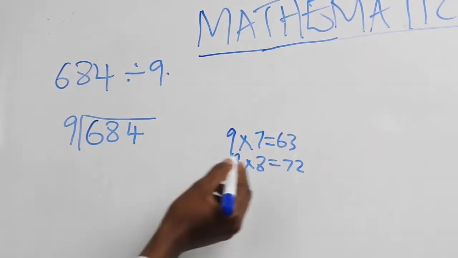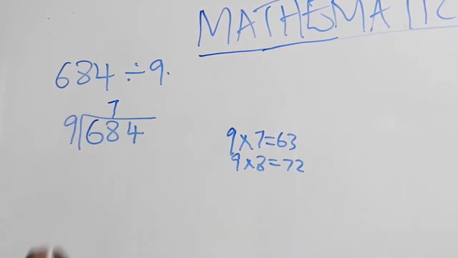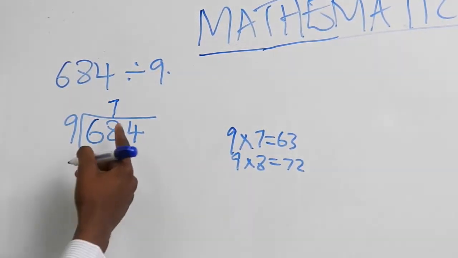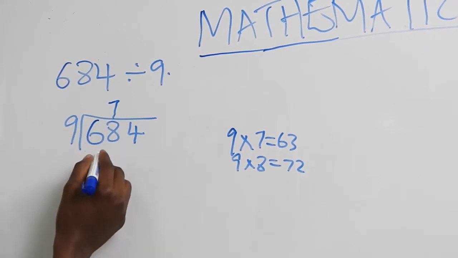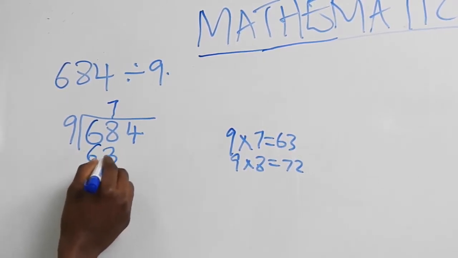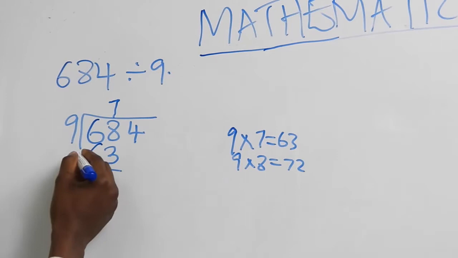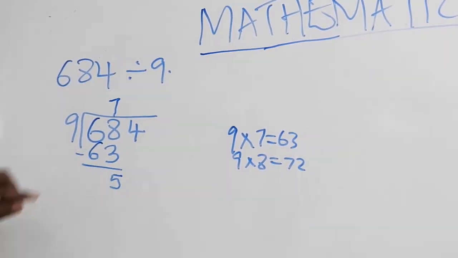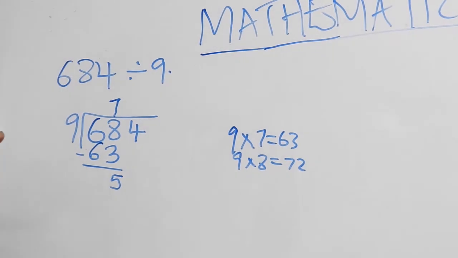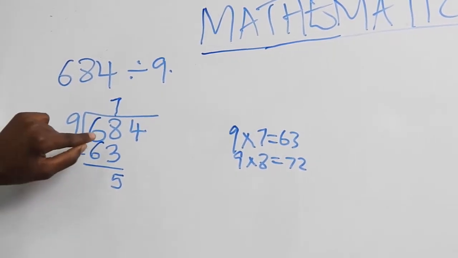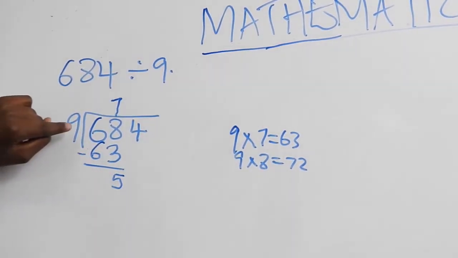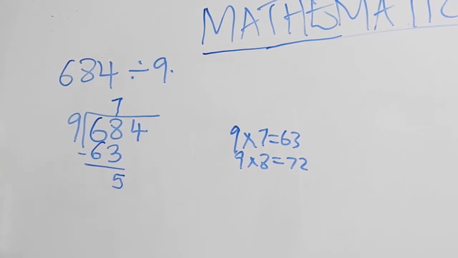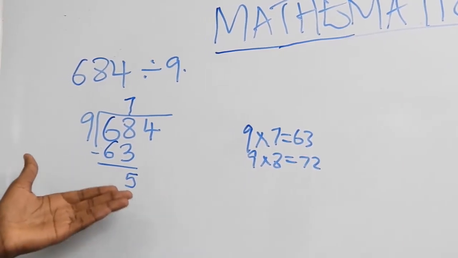So we write 7 just above 8. So we have 7 times 9 is 63. So we subtract: 8 minus 3 is 5. So we have written 7 just above 68 because 9 divides into 68, but 9 did not divide into 6. So we have a remainder of 5.